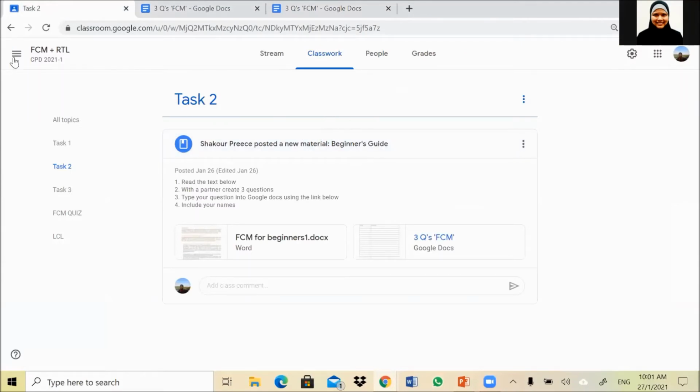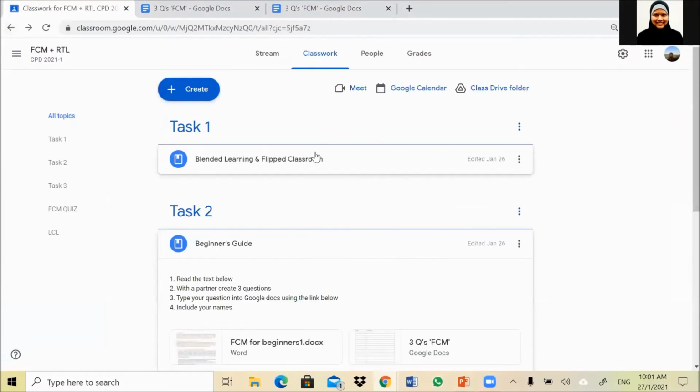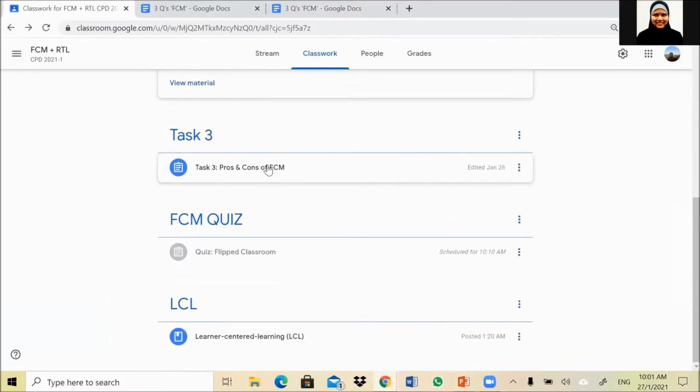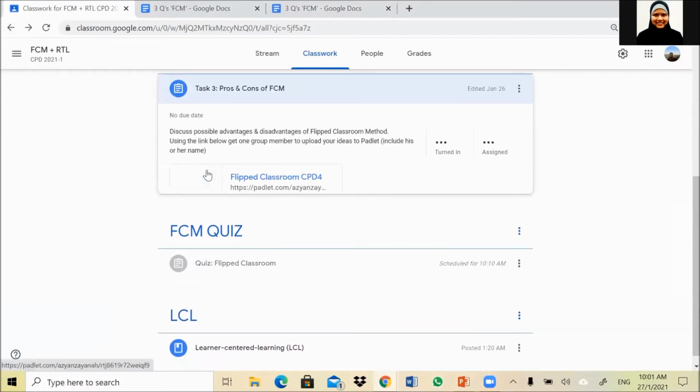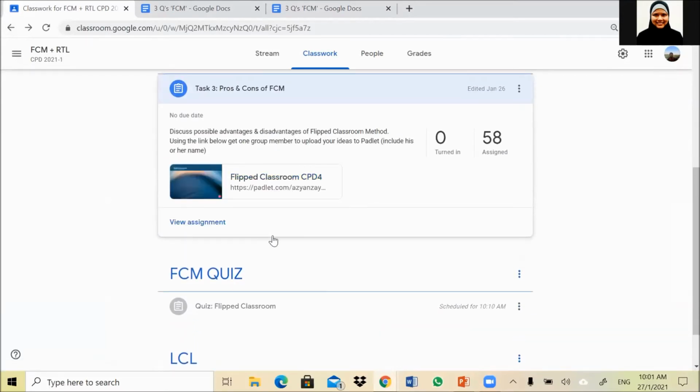Task 3 is the pros and cons. And I think the idea I had here was that you would discuss the pros and cons that you could foresee, post them, and then we could look at those. But I'm not going to do that now because at the end of this PowerPoint, I actually have listed some of them and we need to move on. So I'm going to skip task 3.